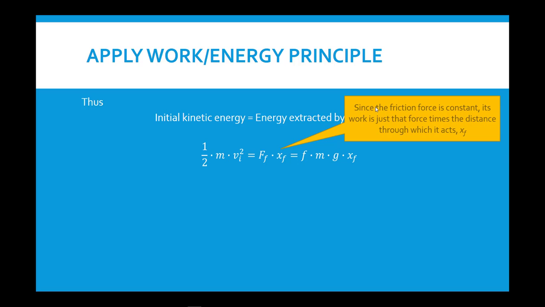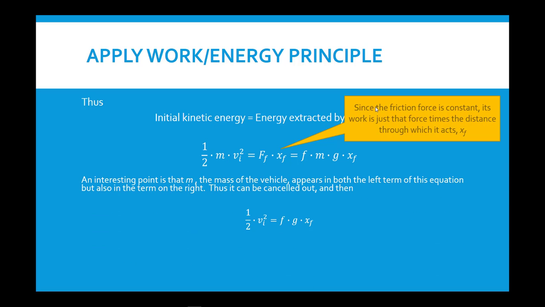Since the frictional force is constant, the work that is performed during the skid is simply that frictional force times the distance through which it acts. An interesting point here, if you look at this equation, the left-hand term and the right-hand term, is that both of them have the mass of the vehicle in them. And what that means is that you can cancel those out, and you wind up with the simplified equation below without the mass of the vehicle in it.